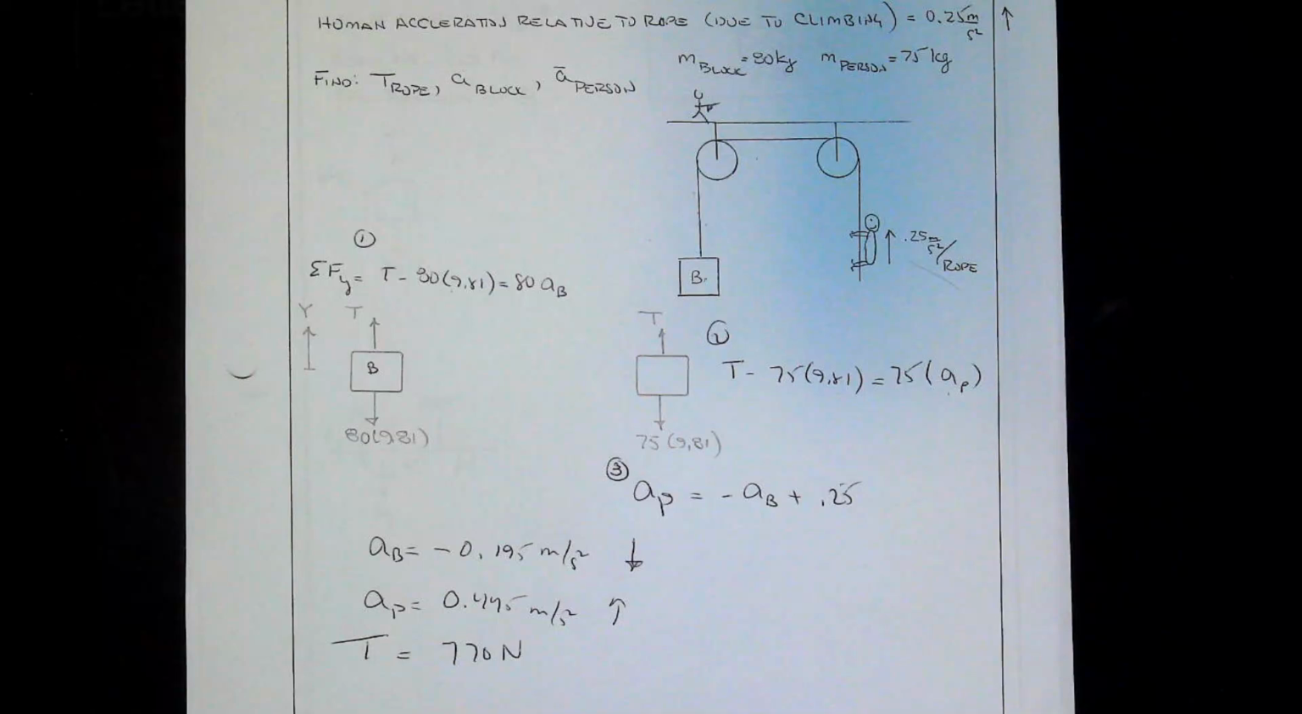You go through this process, you will come up with AB is minus 0.195 meters per second squared. So that is indeed going down. AP is 0.445 meters per second squared. So that's going up. Tension will work out to 770 newtons. I'll leave you to do the 3 equations and 3 unknowns, and we'll be back shortly with more video.